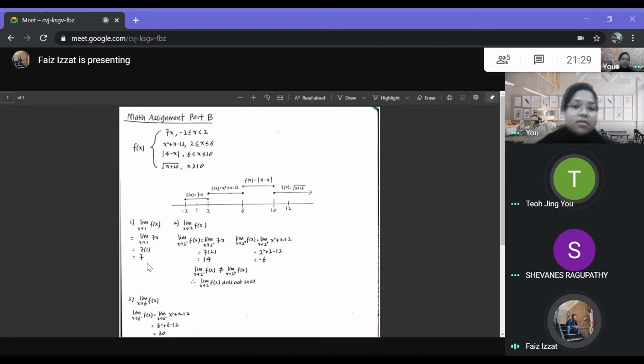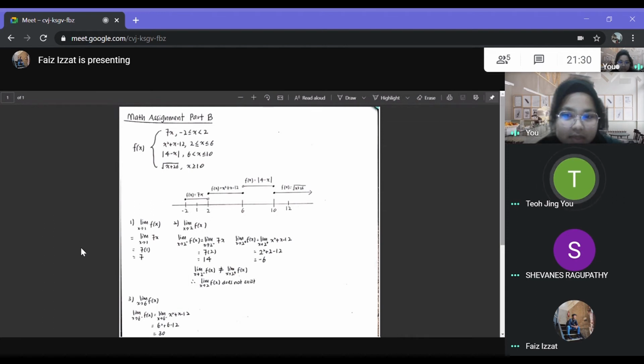Now we can continue with Dlia. Thank you, Faiz, for your explanation. Next, I will discuss the second and third examples with you. The next function we are going to discuss is a quadratic function, because it is x squared plus x minus 12, with the interval x greater than or equal to 2 and x less than or equal to 6.